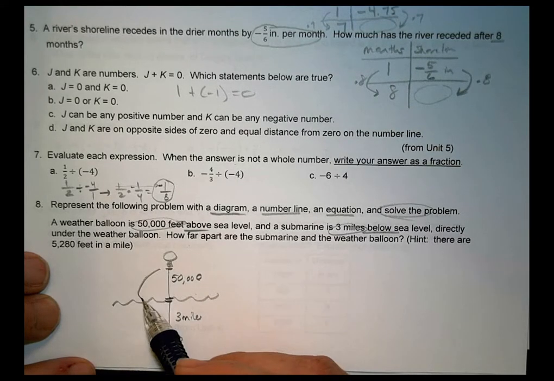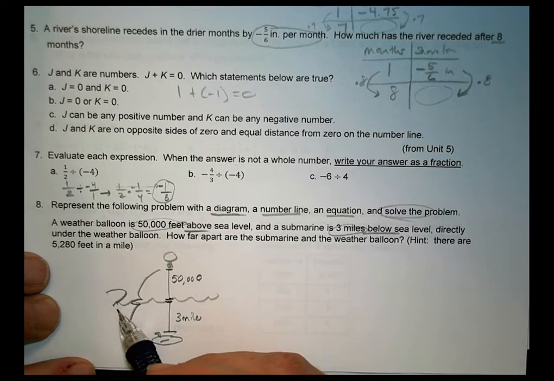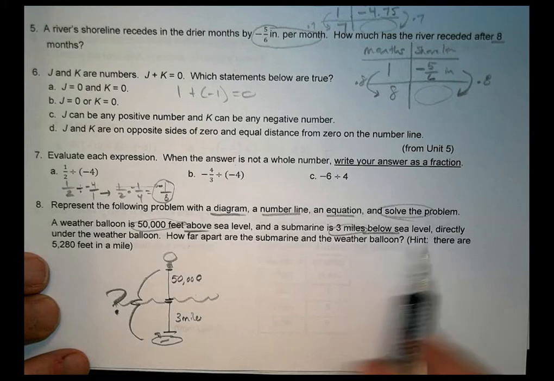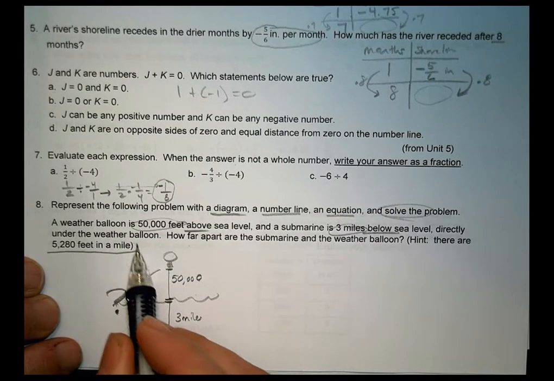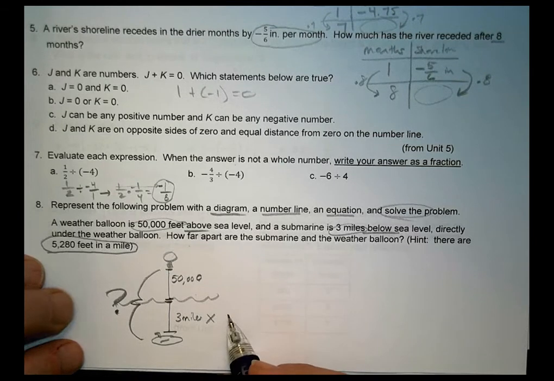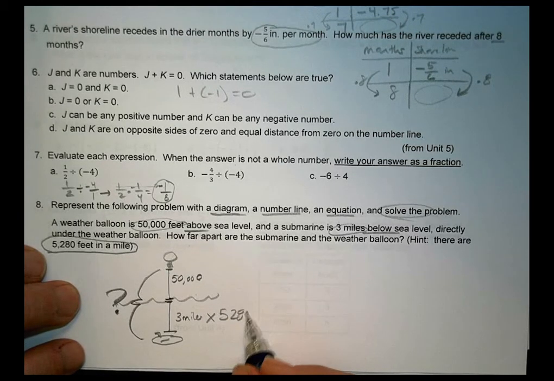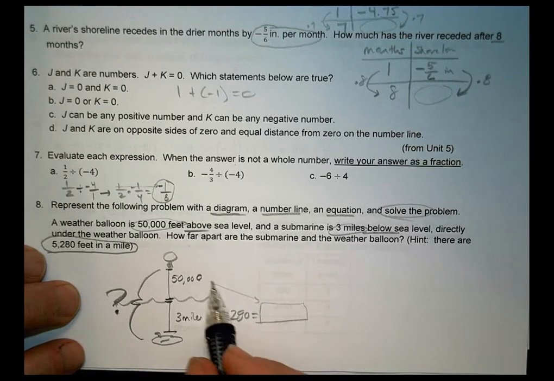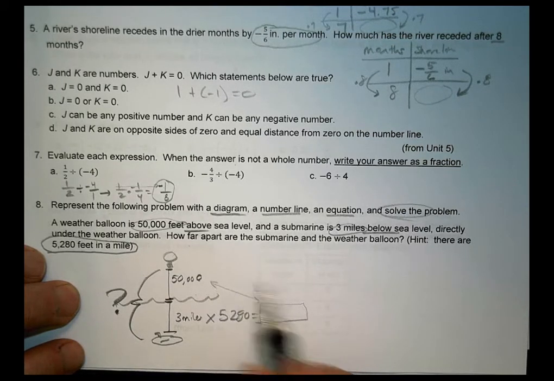So from here to here is our question. What is this combined distance going to be? It is a difference, but it's also positive. We're talking about magnitude. The other information they give as a hint is that there are 5,280 feet in 1 mile. I'm not going to say 3 miles plus 50,000 feet. I need to convert this into feet. 3 miles times 5,280 will give me a number of feet. And then when I combine those two together, that's going to give me my answer.